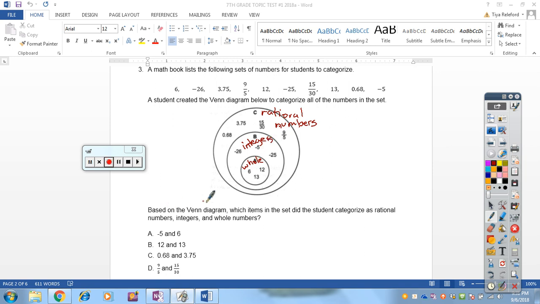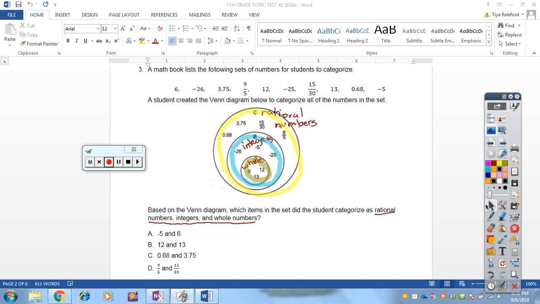Your question says, based on the Venn diagram, that's what these circles are, which items in the set did the student categorize as rational numbers, integers, and whole numbers? So anything in the yellow circle is rational, but it also has to be integers, so it has to be in the blue circle. And it also has to be whole numbers, so it has to be in the green circle. So which of these numbers are in the green circle? Because if it's in the green circle, it's in the blue circle.